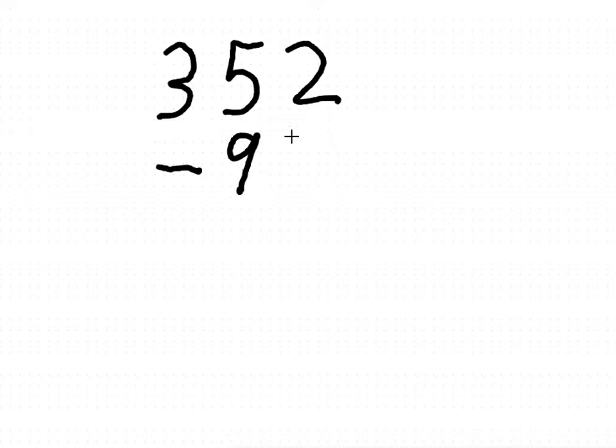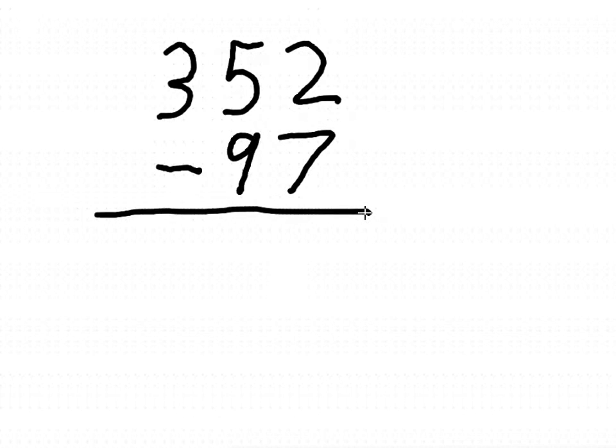Suppose we want to do 352 minus 97. Simple enough, but the problem is the 2 is smaller than the 7. So guess what I'm going to do?